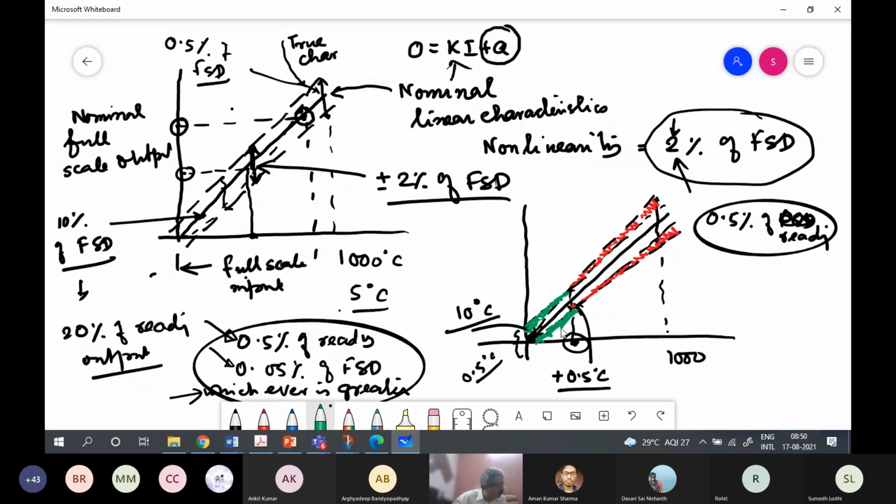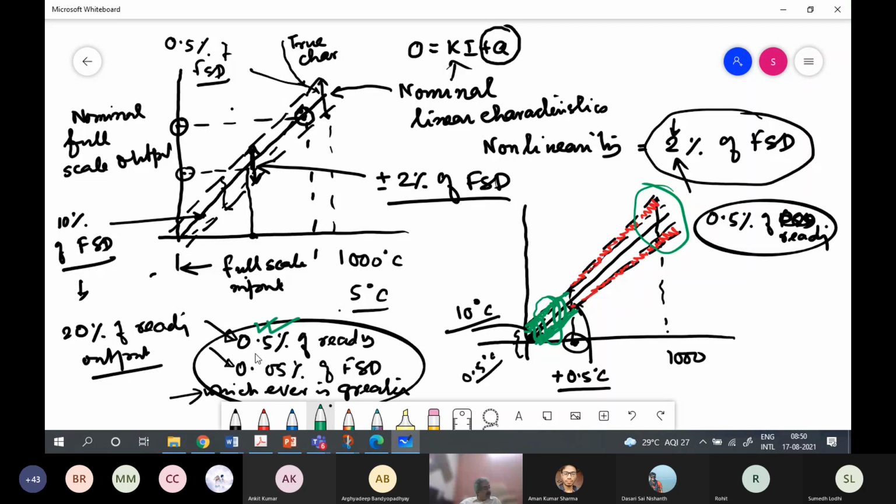So then I have been able to give a specification. You see that if I wanted to give a 0.05% of FSD specification throughout, I would have failed here, because it cannot maintain 0.05% of FSD in the higher ranges, and it cannot maintain 0.5% of reading in the lower ranges. So I have mixed them up and am giving a specification so that these numbers are the lowest.